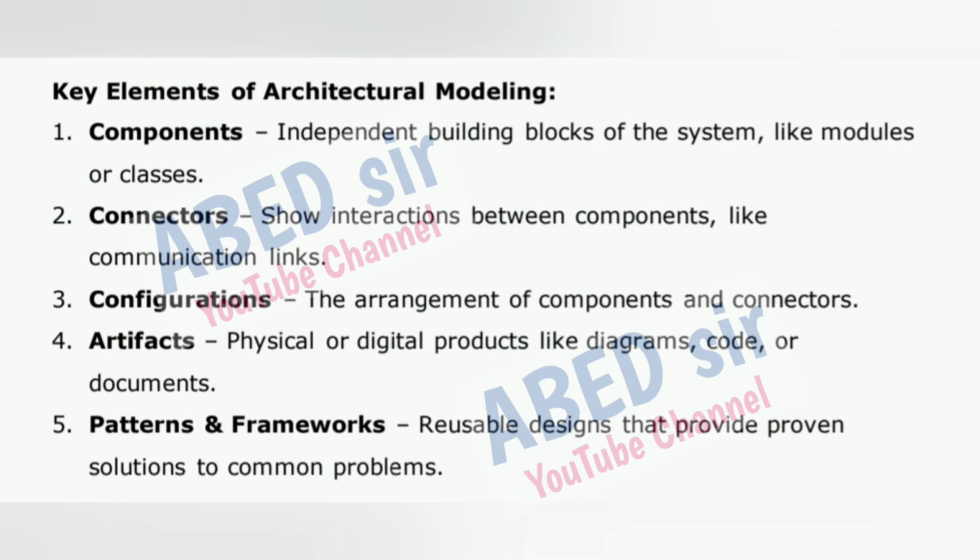Key elements of architectural modeling. 1. Components, independent building blocks of the system, like modules or classes. 2. Connectors, show interactions between components, like communication links. 3. Configurations, the arrangement of components and connectors. 4. Artifacts, physical or digital products like diagrams, code or documents. 5. Patterns and frameworks, reusable designs that provide proven solutions to common problems.